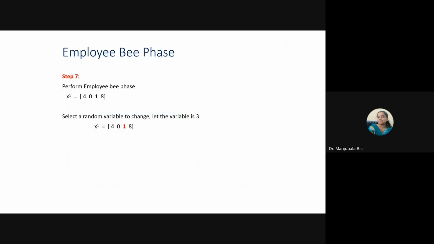Now we are performing the employee B phase for 4018, right? So let us assume the third variable we want to change. Let us say, select a random variable to change, and let the variable be 3. So there are 4 variables. We want to change the third variable, right? The third variable value in the current solution is 1. That means your xj equals 1, right? So this variable we want to change. So what is the value of xj new? This we want to find out, right?